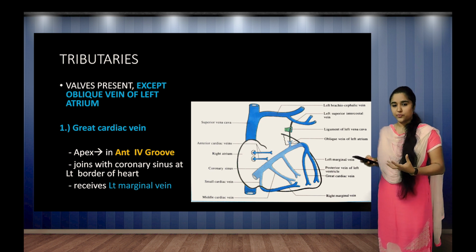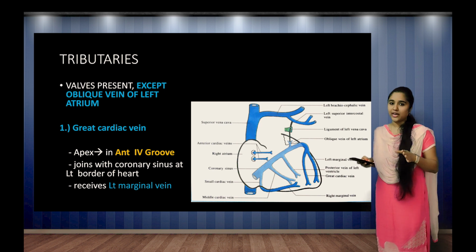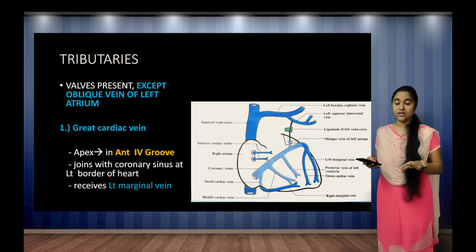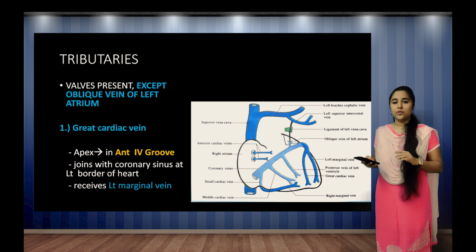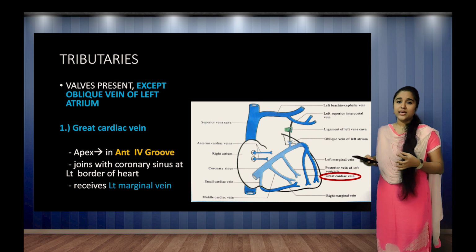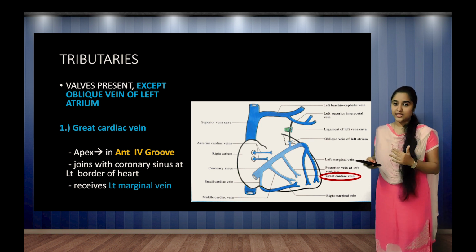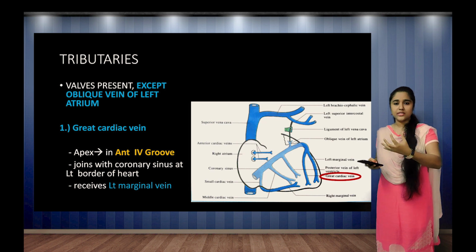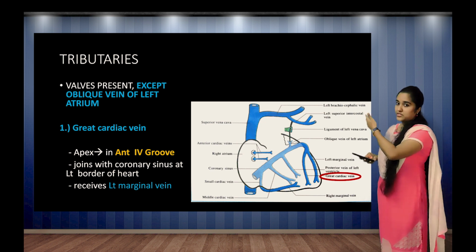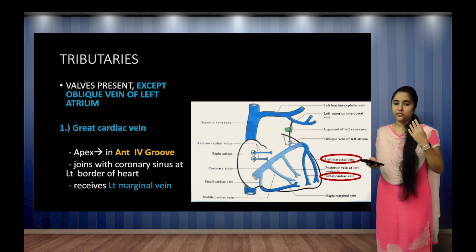So we see the tributaries. All the tributaries have valves except one tributary that is known as the oblique vein of the left atrium. Now the first tributary is the great cardiac vein. You can see here it arises from the apex and it runs along the anterior interventricular groove and it joins the coronary sinus at the left end of the heart, and this also receives the left marginal vein. So that is one of the tributaries.